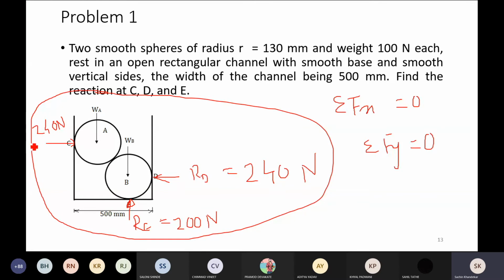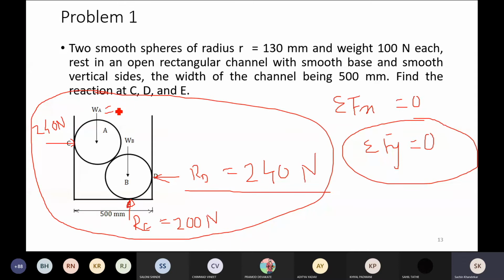See here, this is leftward, rightward 240 Newton force and leftward 240 Newton force, correct? And then they get cancelled. Similarly, what about summation Fy? Just check whether summation Fy is equal to 0 or not.